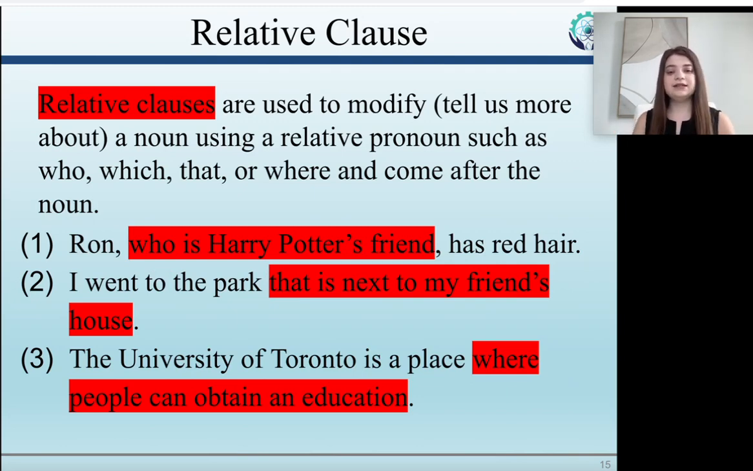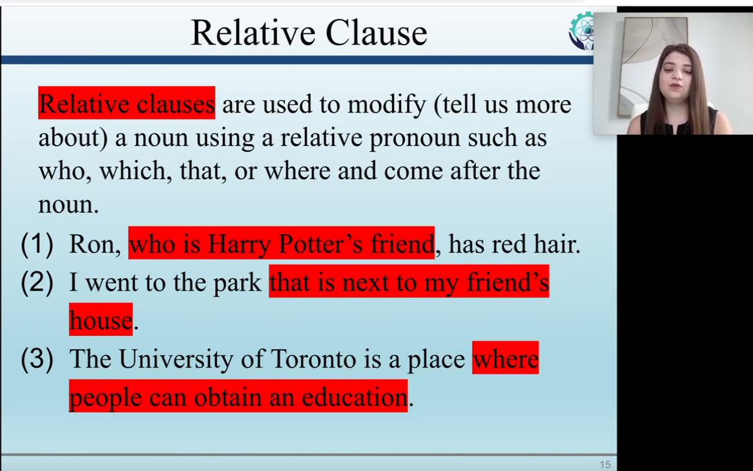Number 2 says, "I went to the park that is next to my friend's house," right? So again, we're learning more about this park. We're learning that this park is next to my friend's house. So we're giving extra information here in a way, but we're also just being more specific in this case. Because if I just say "I went to the park," well, which park, right? If I say "I went to the park that is next to my friend's house," you might be more likely to say, oh, okay, I know which park you mean, right? So it adds extra details, but it also serves a purpose of being more specific.